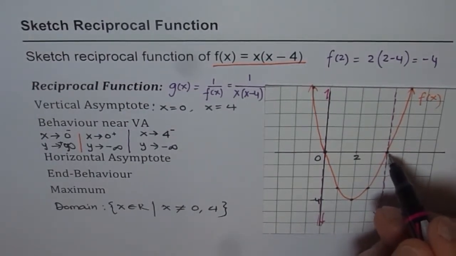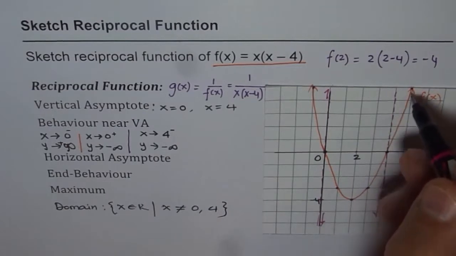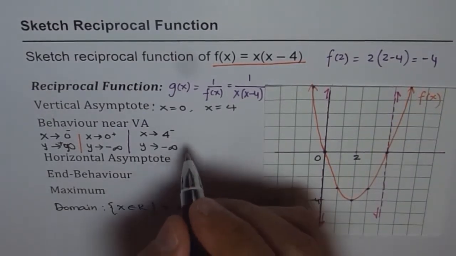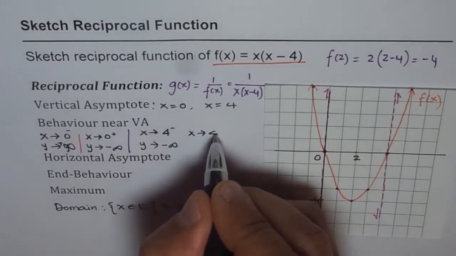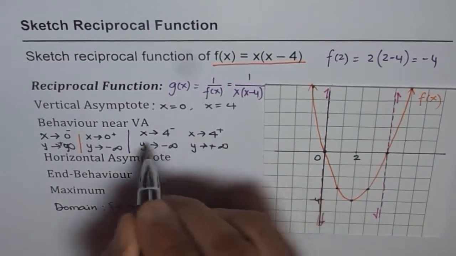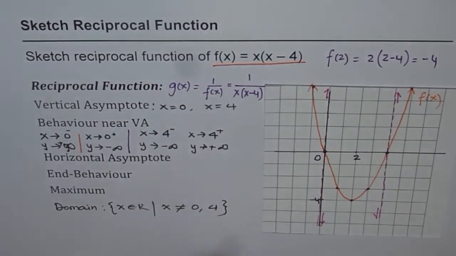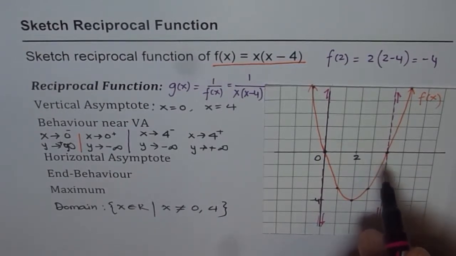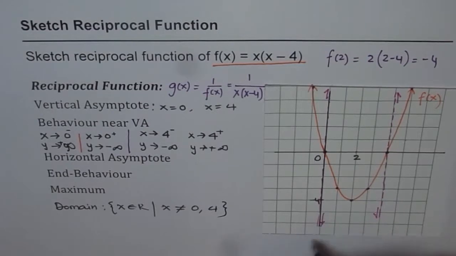But if you are approaching 4 from the positive side, the function is positive and it is approaching positive infinity. So when x approaches 4 from the positive side, y approaches positive infinity. So that is the behavior near the two asymptotes, right? Which is marked in red ink here.